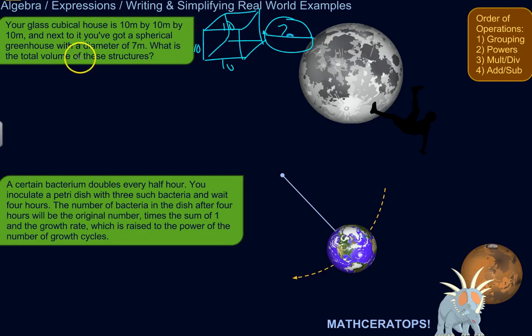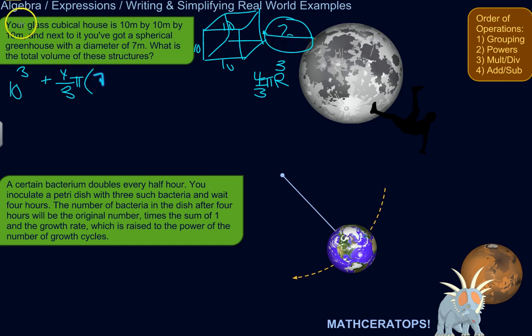So the volume of the cubicle house is pretty simple, right? Just 10 cubed, 10 meters cubed, plus the volume of the sphere. The volume of a sphere is 4/3 pi times the radius cubed. What we have is the diameter, and the diameter is twice the radius, so we can just cut this in half. So we can say plus 4/3 times pi. Now our radius is half of 7.